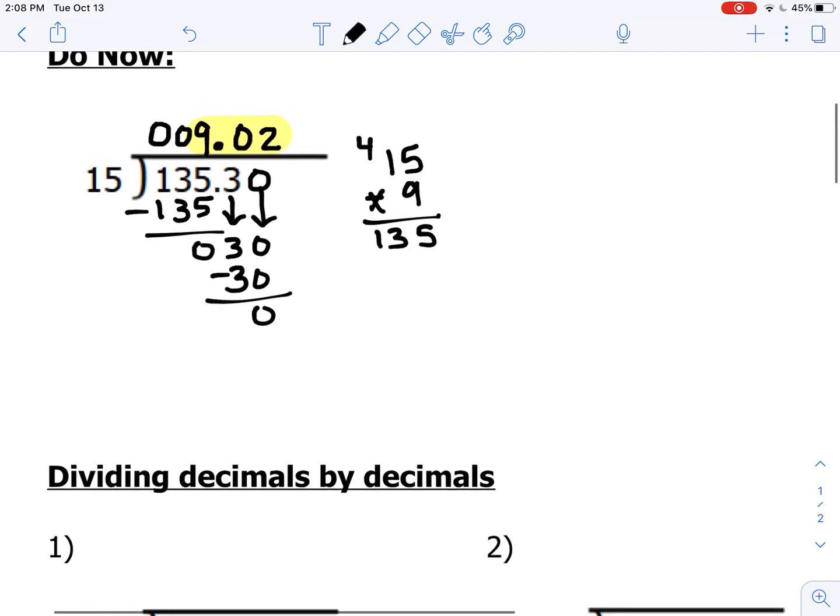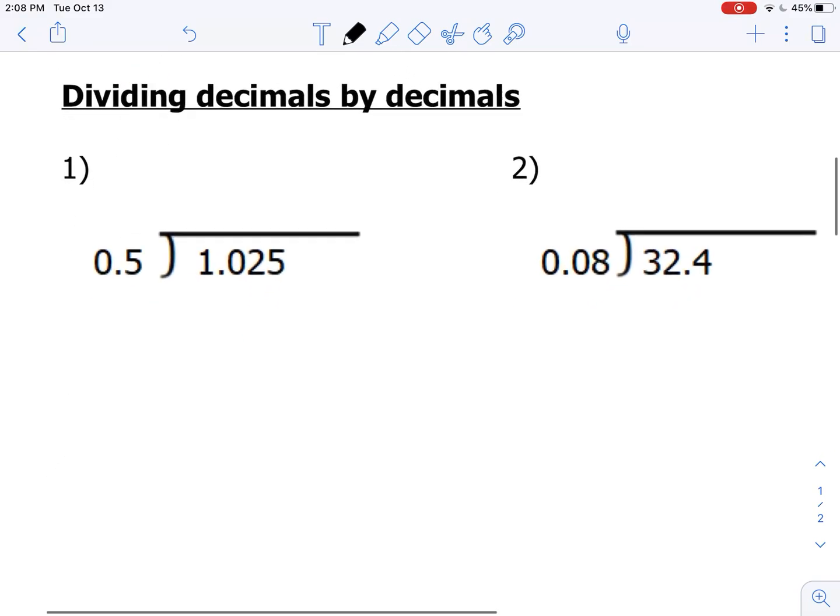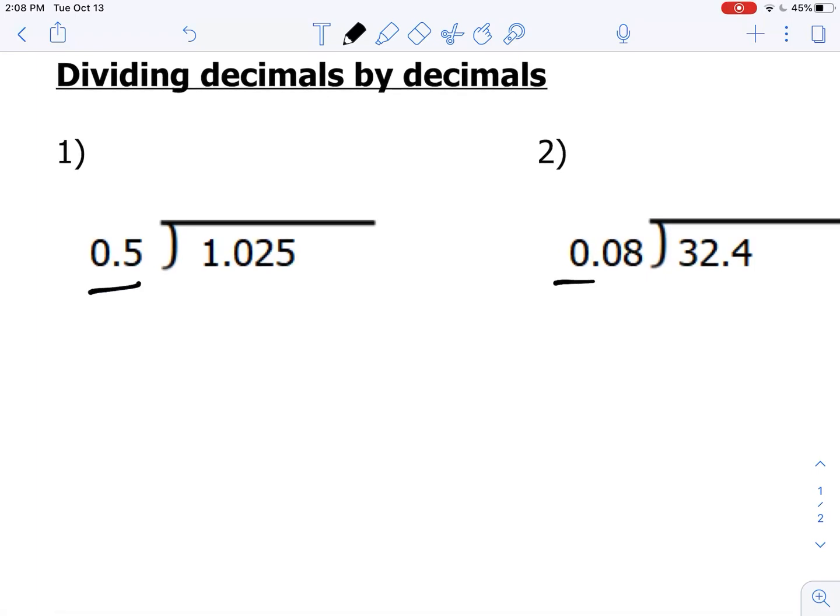So that was with a divisor that had no decimals. Let's move on to today's lesson, and you're going to notice here that our divisors have decimals in them. Based on our journal entry, we said we cannot divide when the divisor has a decimal in it. So we're going to get rid of it, and I'm going to move my decimal point over to the right one place by multiplying by 10. If I multiply the divisor by 10, we have to multiply the dividend by 10 as well, and I'm going to move the decimal point over one place there as well.